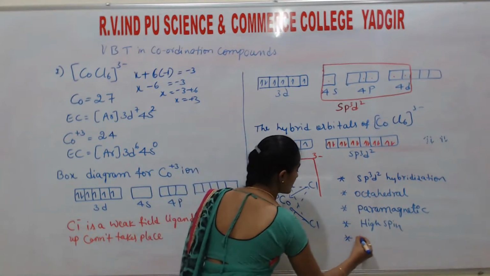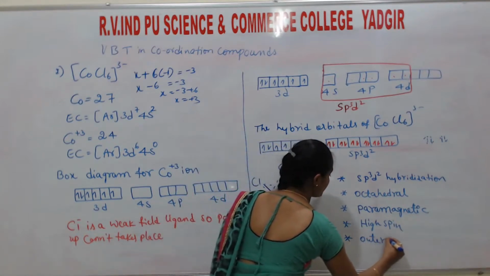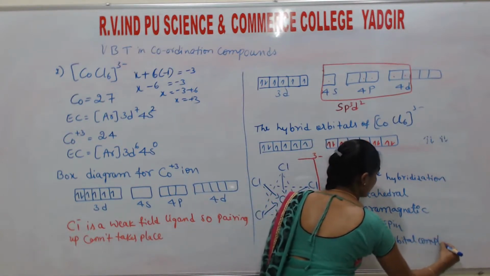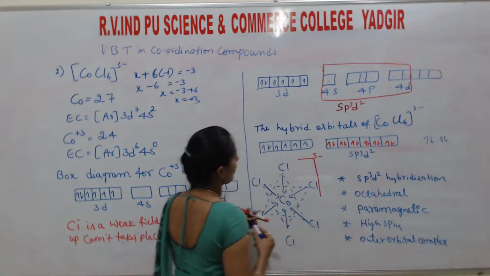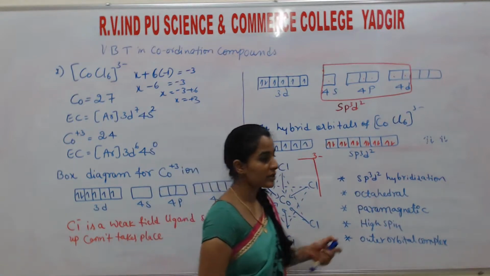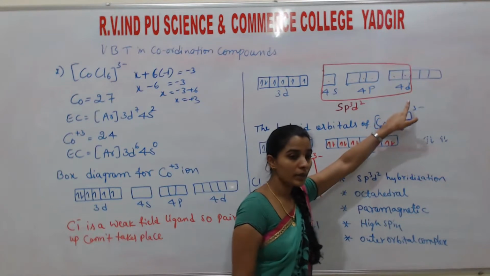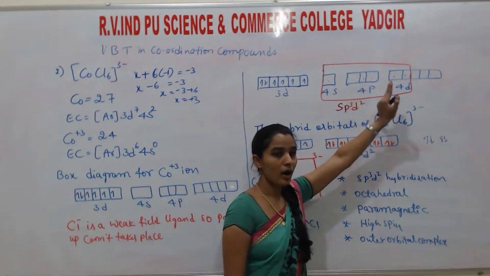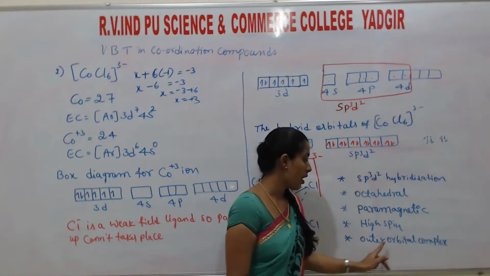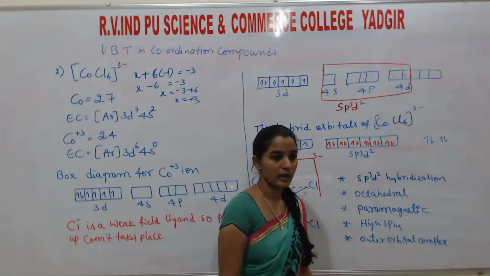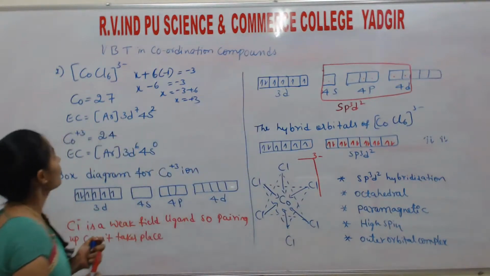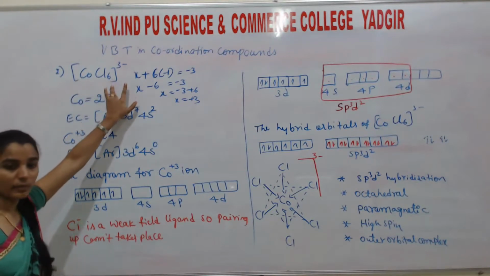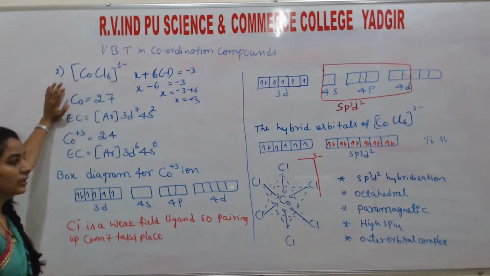Next, the last one is they are outer orbital complexes. Why are they outer orbital complexes? Because the hybridization involves the 4d orbitals, not the 3d orbitals. Here 4d orbital means it is an outer d orbital, hence outer orbital complexes. Understand, students? So this is all about the valence bond theory of the coordination compound CoCl6 3 minus. So this also carries 3 marks.